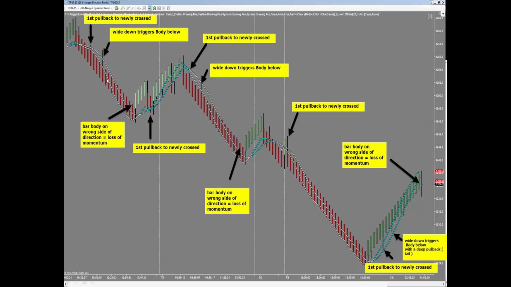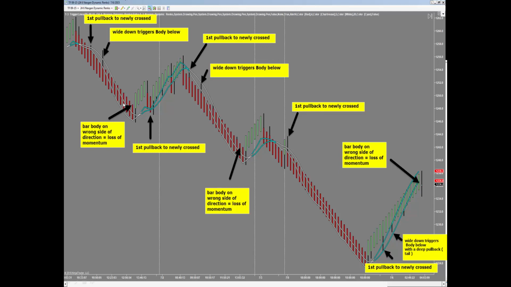Now, when we look at our trigger lines on a big scale, we've got our data bars that are in there, and this is our Nexgen dynamic Renko bar. I want to go through a couple of the basics with you so you'll have a real good understanding. When our trigger lines cross up and then cross down, usually when you get a first pullback to a newly crossed trigger line, or you get retracements in price with the small trigger lines crossed wide to the downside, you can expect more down.